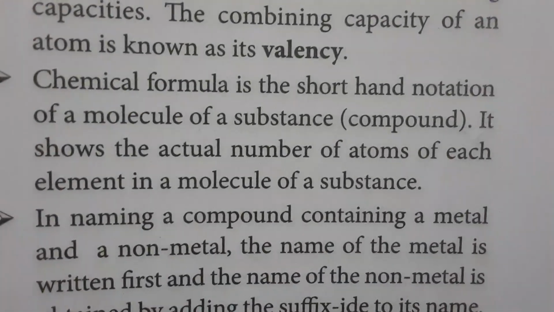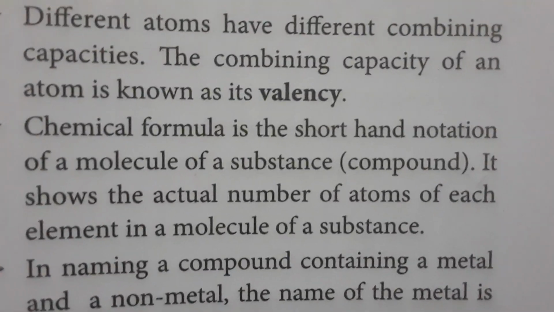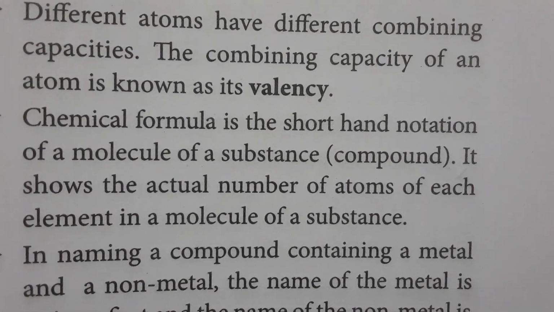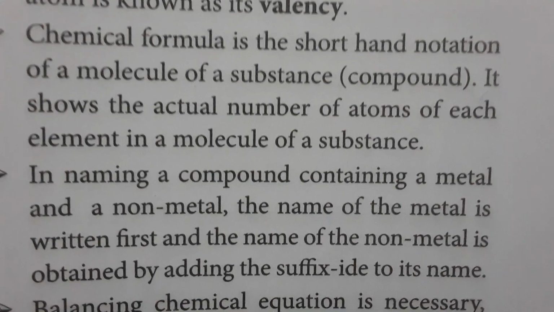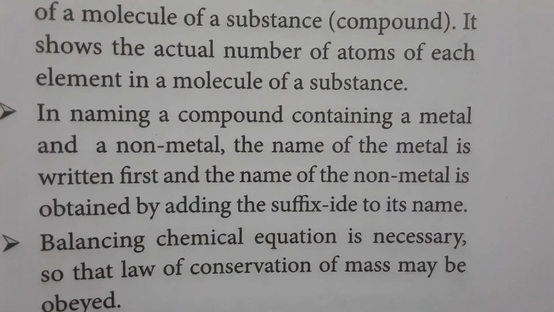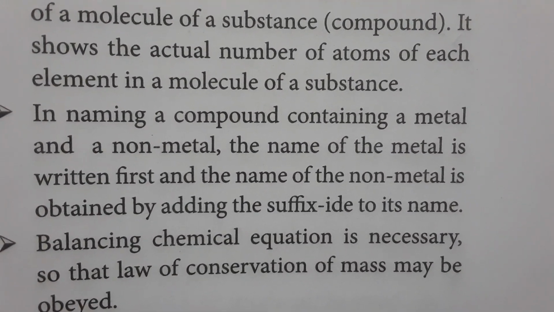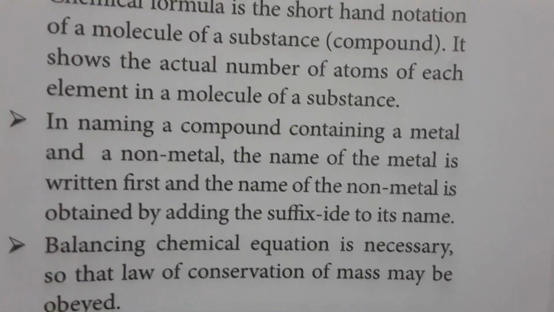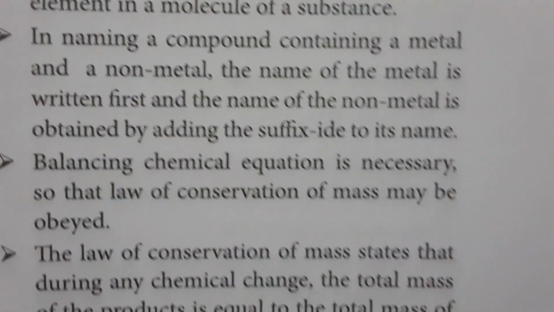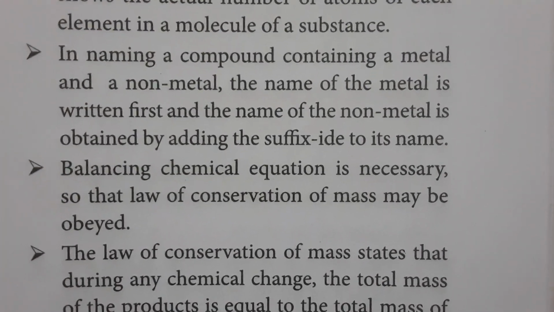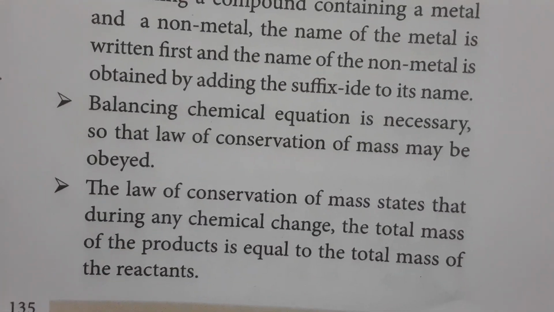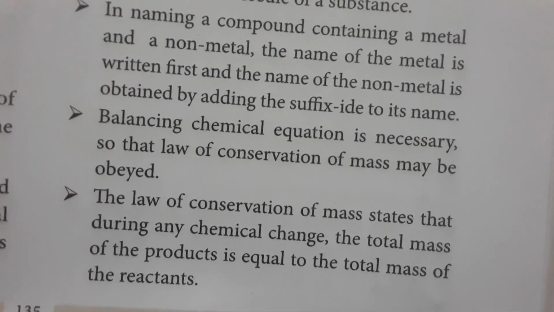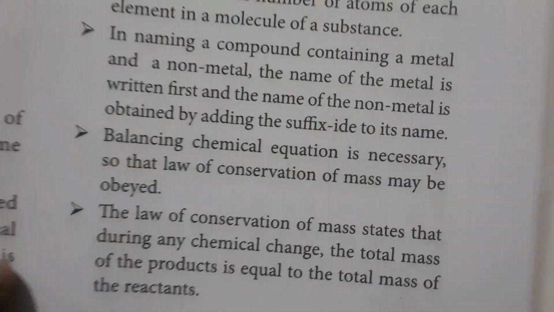The chemical formula is the shorthand notation of a molecule of a substance that shows the actual number of atoms of each element in a molecule of a substance. In naming a compound containing a metal and a non-metal, the name of the metal is written first and the name of the non-metal is obtained by adding the suffix -ide to its name. Balancing the chemical equation is necessary to show that the law of conservation of mass may be obeyed. The law of conservation of mass states that during any chemical change, the total mass of the products is equal to the total mass of the reactants.